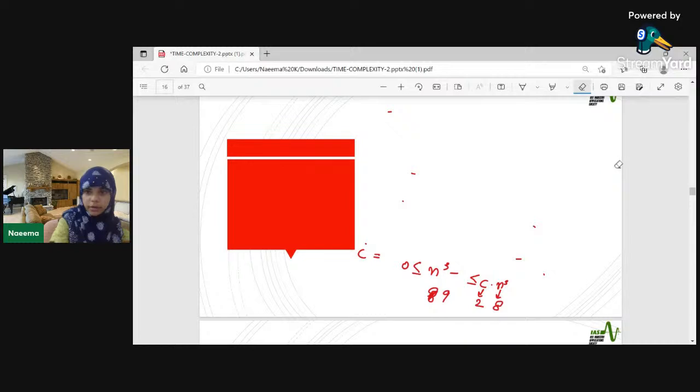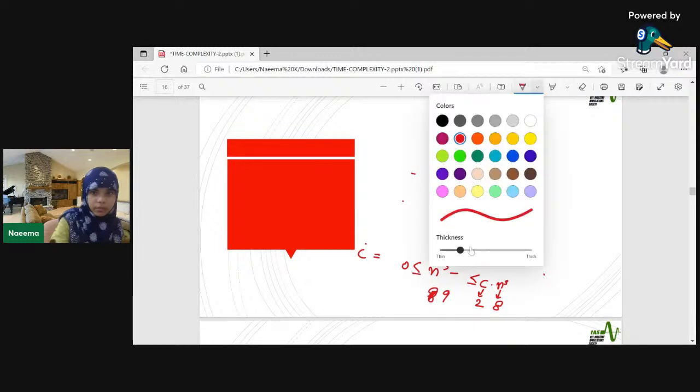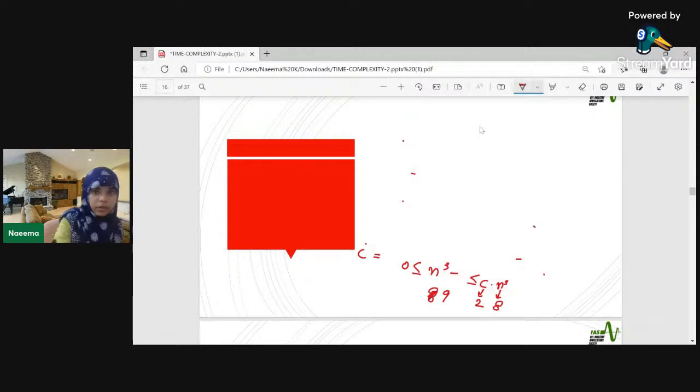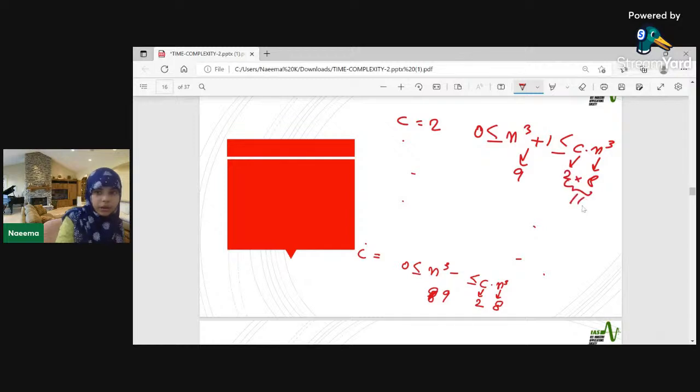Let me write it in a better way. So taking the value of c as 2, this will be 9 and n cube is 8 and c is 2. So 2 multiplied by 8 gives you 16, and 16 is now greater than 9. So c n cube is greater than n cube plus 1, and the equation is satisfied now for the value of c as 2.